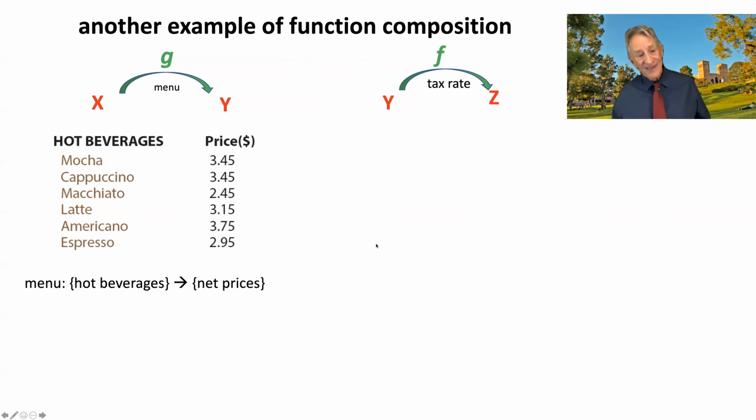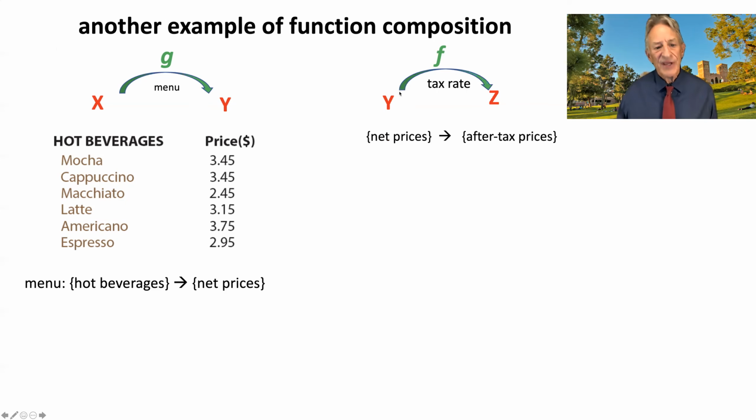Now, the tax rate is another function with a different domain and a different codomain. The domain here was beverages, hot beverages, and the codomain was prices. And here, the domain is prices, and the codomain is gross prices or after-tax prices. And so the function f, which is the tax rate, takes net prices into after-tax prices. There's a formula for this function, which is z equals 1.08y, because we live in a county in which there is 8% sales tax. So the function there can actually be written out as a formula, which will sometimes be the case, but as you see, not always.